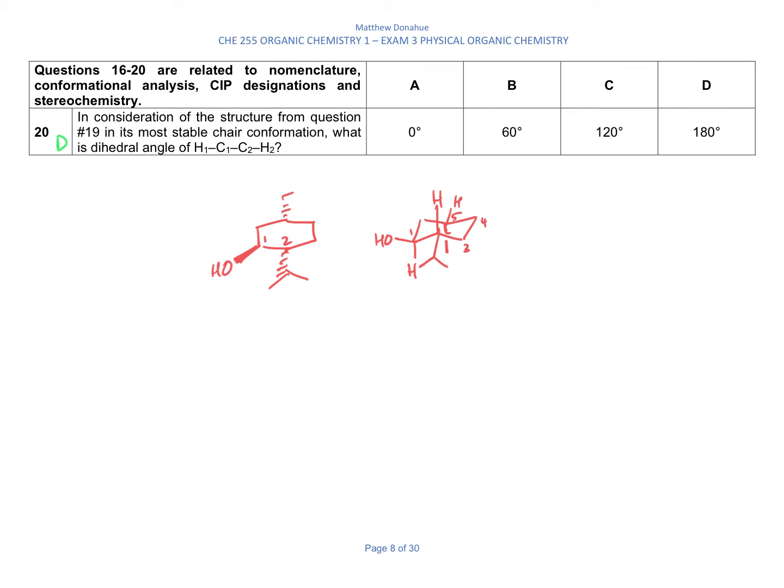This would be the most stable conformation, because you have the large group equatorial. With the alcohol equatorial, the methyl group is going to have to stay axial. So what we're looking at is this dihedral angle here. And so they're anti, and so they're going to be 180 degrees.